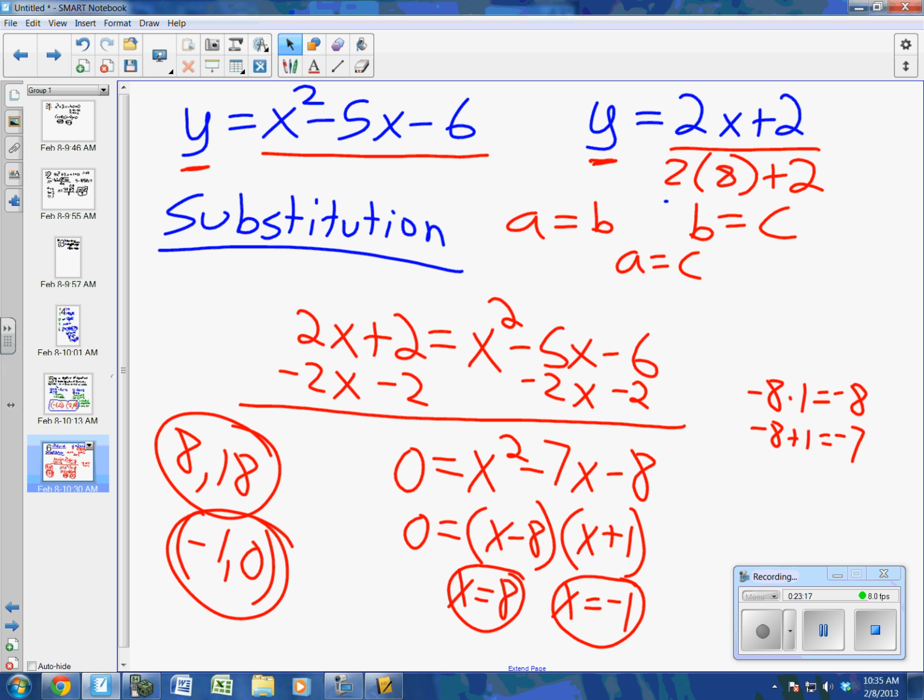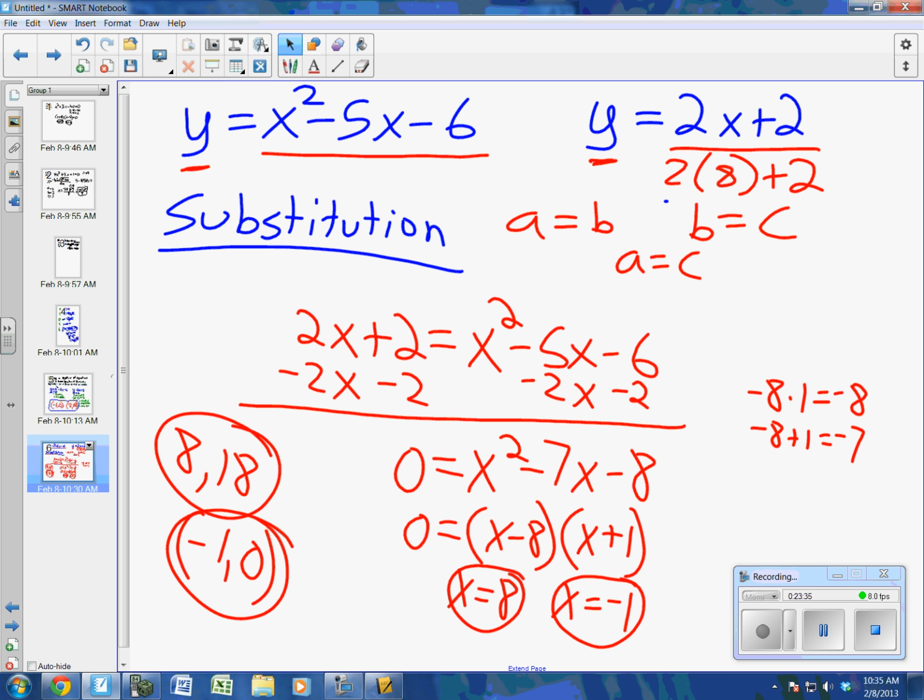You can plug it into both, either one of them. But the reason we did this one is because 2x plus 2 is a simpler equation than that one. It doesn't matter which one you plug them into. That's how you do an algebraic method. Okay, so now you guys know how to do a graphing and an algebraic.